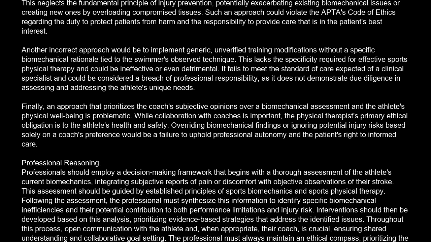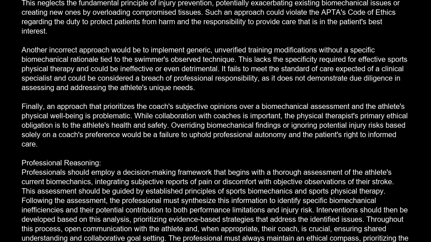Professional reasoning. Professionals should employ a decision-making framework that begins with a thorough assessment of the athlete's current biomechanics, integrating subjective reports of pain or discomfort with objective observations of their stroke. This assessment should be guided by established principles of sports biomechanics and sports physical therapy. Following the assessment, the professional must synthesize this information to identify specific biomechanical inefficiencies and their potential contribution to both performance limitations and injury risk.